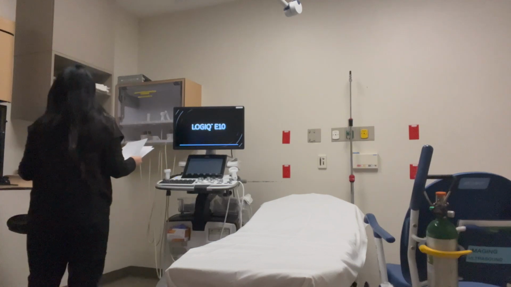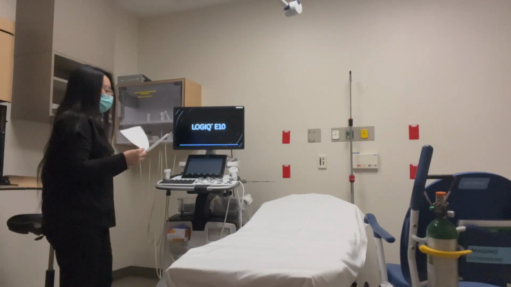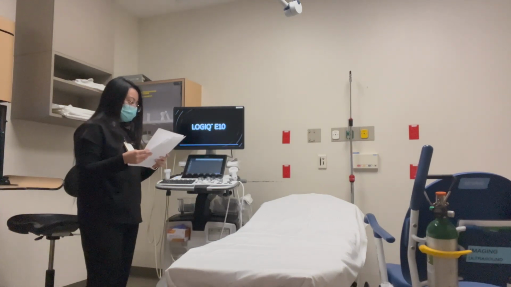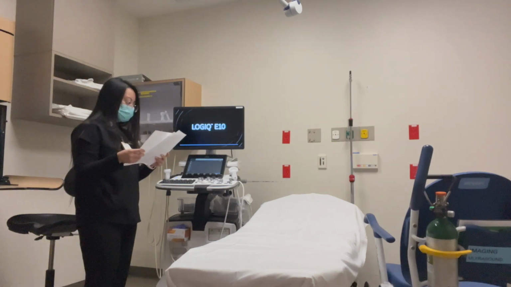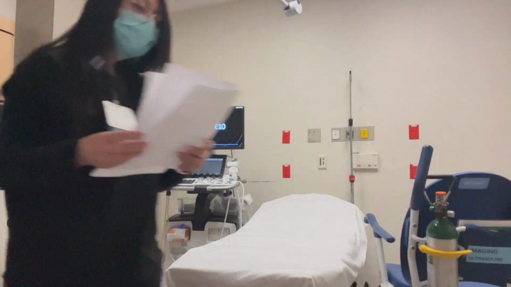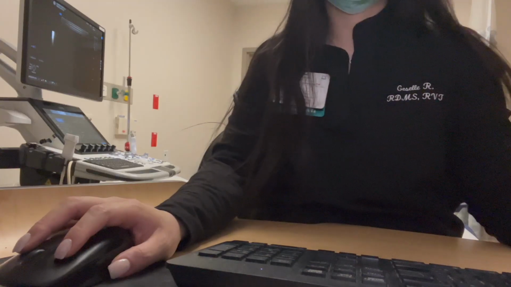When I came into work today, there were stats on the floor, meaning I had to go upstairs to go do those exams. And then I came back down to the emergency room because there were more exams in the ER. You can see here that I have a few requisitions in my hand, meaning there were a couple of patients I had to go scan. So I'm about to go do them.